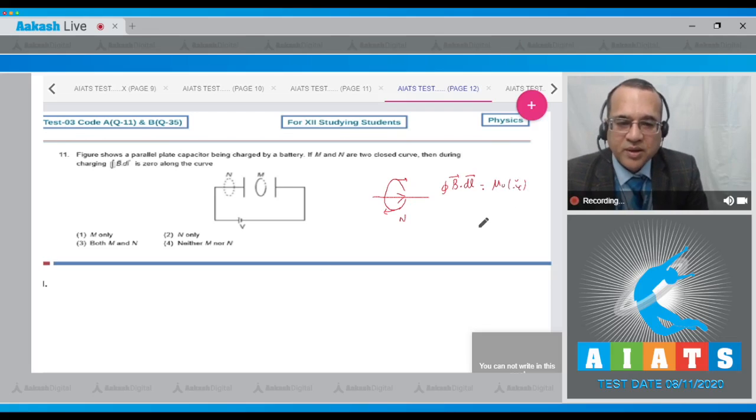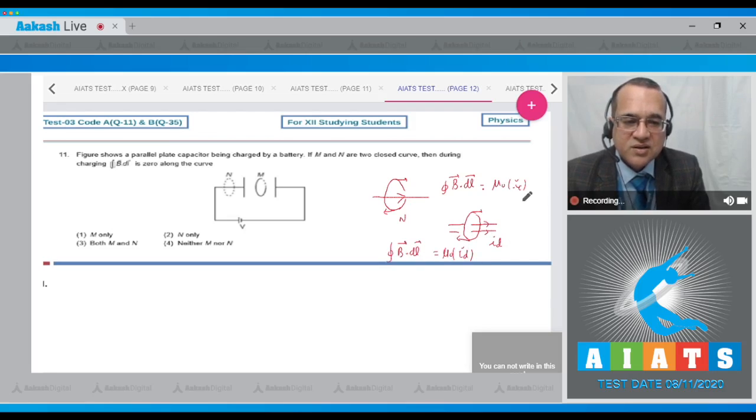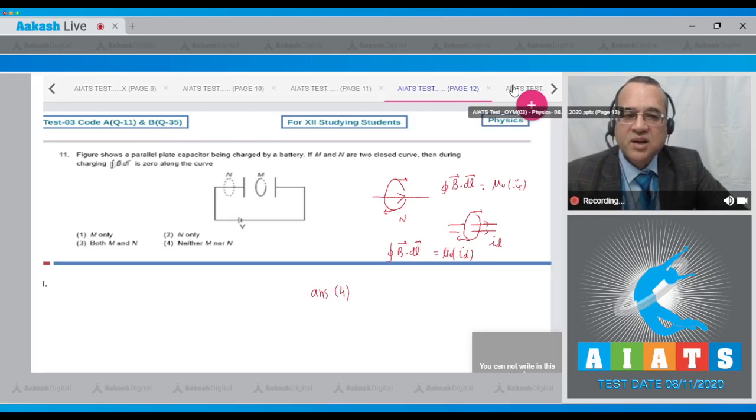When you take the loop M, this loop is this one, and here we know that flux as displacement current is passing through this, and again B·dl over this closed loop will be equal to mu naught times the current through this one, called the displacement current. So this is also not 0 and this is also not 0. So the correct option is option number 4. Let's move to the next problem.